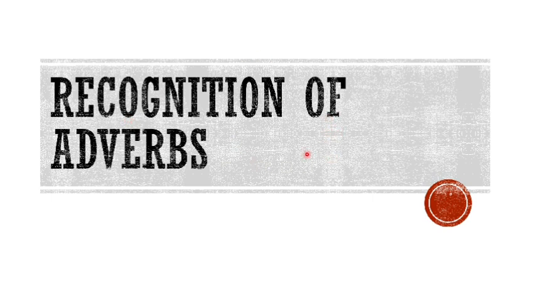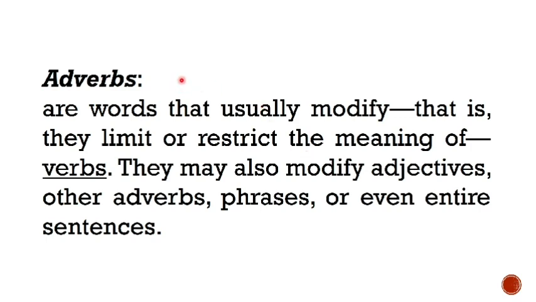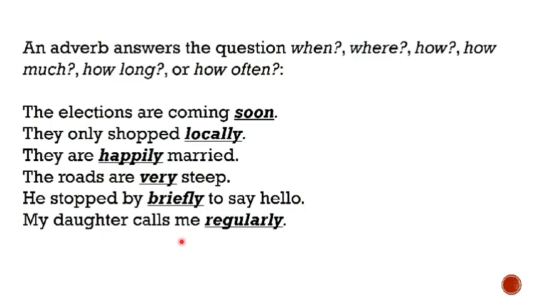So first, let us define what are adverbs. Adverbs are words that usually modify, that is, they limit or restrict the meaning of verbs. They may also modify adjectives, other adverbs, phrases, or even entire sentences. Technically, there are different types of adverbs. To make the long story short, an adverb answers the question when, where, how much, how long, or how often. Here are example sentences in which there are adverbs in it.